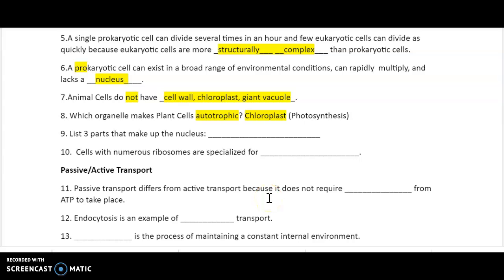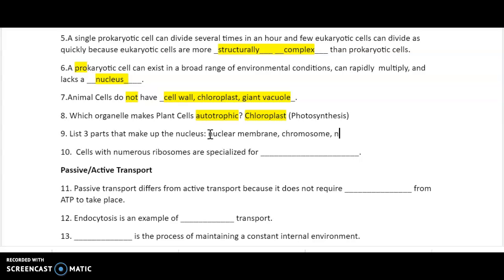Number 9. There are 3 parts that make up the nucleus. We have the nuclear membrane, sometimes called the nuclear envelope. It's the same thing, nuclear membrane or nuclear envelope. Then inside the nucleus we have the chromosomes. And the chromosomes are where the DNA is housed. The chromosomes are attached to that DNA. So the chromosomes and the DNA, that's the genetic material that's inside the nucleus.